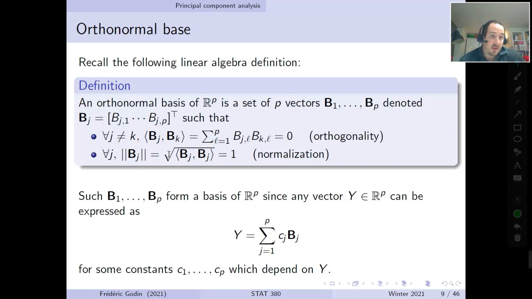And we say that these form a basis of Rp because for any vector y in Rp, such vector y can be expressed as a linear combination of the orthonormal vectors. So each vector y can be expressed as the sum across all vectors of a coefficient Cj times the vector Bj, where of course Cj differs with respect to y. Okay, so if we take another y, then the Cj's would change, but the Bj's would remain the same.